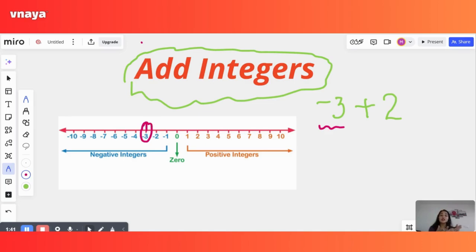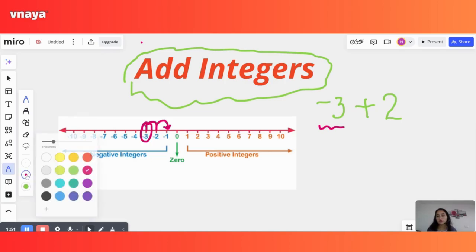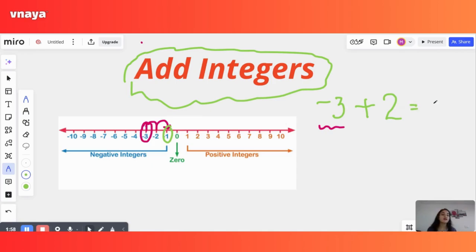So I will make the jump towards the right side. So make two jumps here. One, two. So where did it reach? It reached -1. So if we add -3 and 2, it will give me -1.